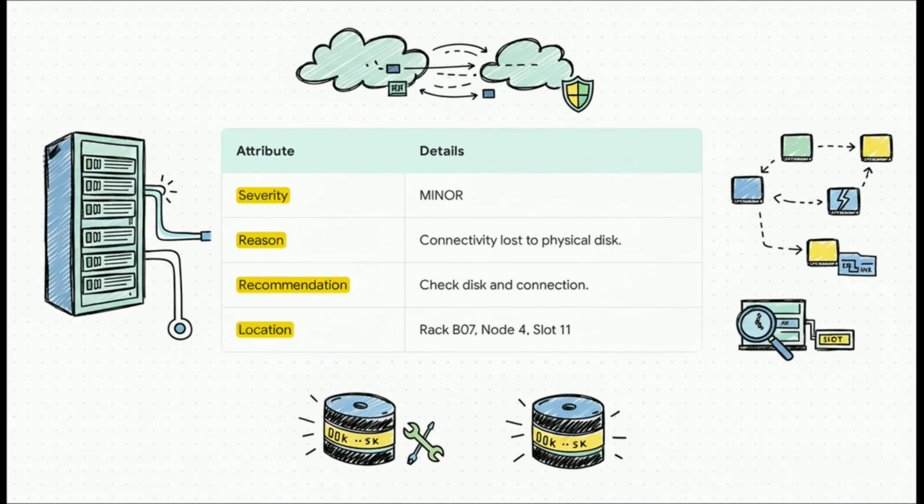And here is a perfect example of what I'm talking about. Instead of some vague error, look at this. It tells you the severity is minor. The reason? Connectivity has been lost to the physical disk. The recommendation? Check that the physical disk is working and properly connected. I mean, come on. But look at this last part. This is amazing. It can even tell you the physical location, down to the rack, the node, and the exact slot. This turns a frantic, stressful troubleshooting session into a simple, straightforward repair job.